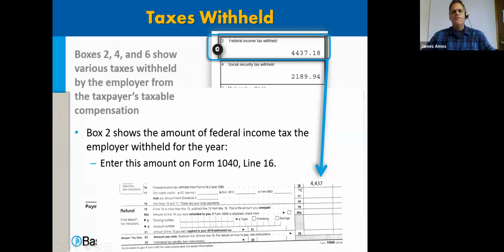So if you have 2 W-2s, let's say one person had 2 different jobs during the year. You take box 2 from both W-2s. You add box 2 from W-2 number 1 and box 2 from W-2 number 2. You add them together, and that's what you report here. Okay?